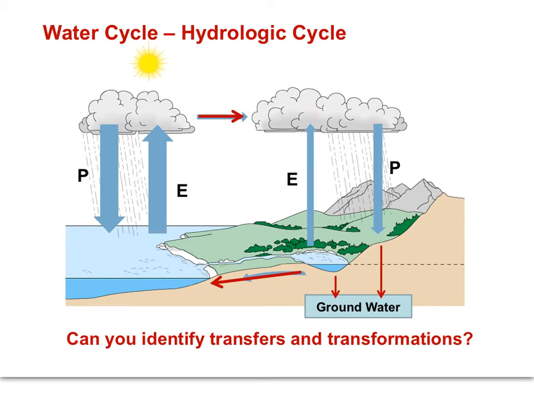In this diagram, the transformations are evaporation and condensation, represented in blue. Remember, transformations represent a change in state or chemical change. In this case, evaporation and condensation are changes in state. The transfers are in red as simple change in location, nothing more, from land to ocean or from one location in the atmosphere to another.